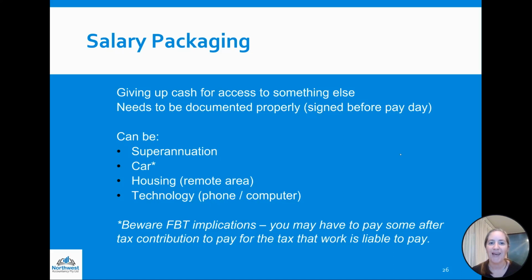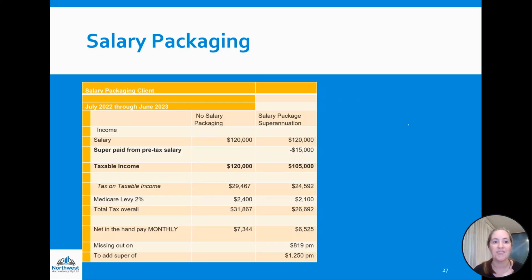So work can help you pay for that as a pre-tax tax deduction, or money that comes out before you're taxed. And I have a calculation sheet on this one with a comparison between the two. So the example is superannuation. So somebody on $120,000 versus somebody who's salary packaging superannuation of $15,000. So taxable income, and remembering all the way back to the very first slide, taxable income is what you pay tax on. With no salary packaging, we're paying tax on the whole $120,000. Whereas with salary packaging, we're paying tax on that reduced amount, so $105,000.